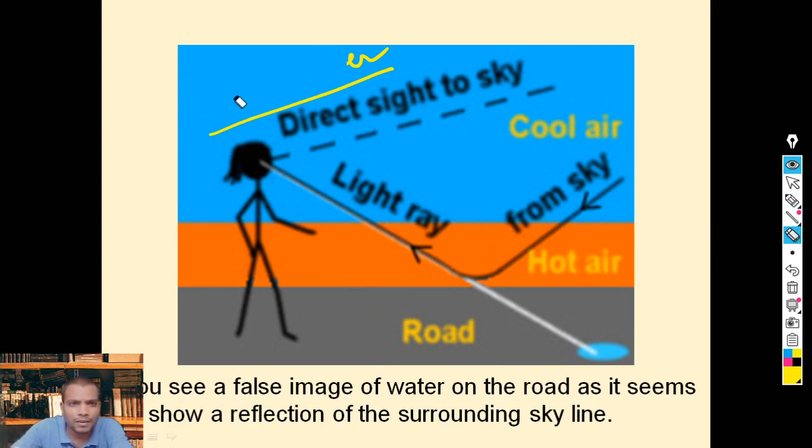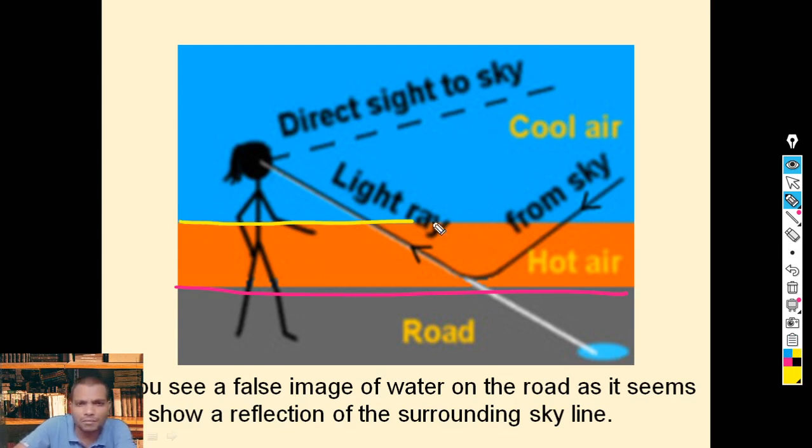So the bottom layer, which is present here, becomes very hot. This layer on the road becomes very hot, and the layer just above it becomes less hot. So if you go from the bottom to the top, the temperature decreases.